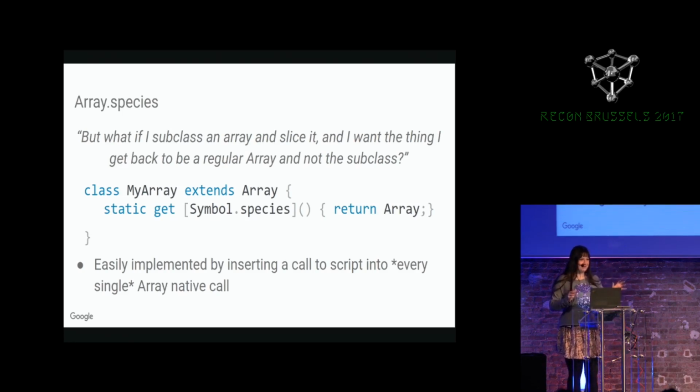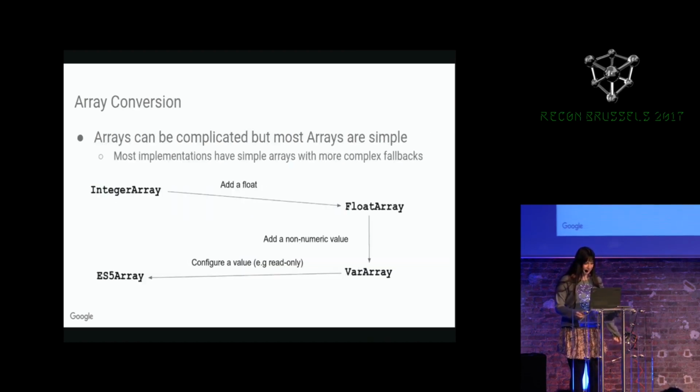And of course, instead of picking one, why don't we make this a configurable property? And then you can specify which one you want. And this is, of course, easily implemented by inserting a call into script into every single native array call. So that basically impacts everything you do with an array and makes it vulnerable. And this can interact with other design features.